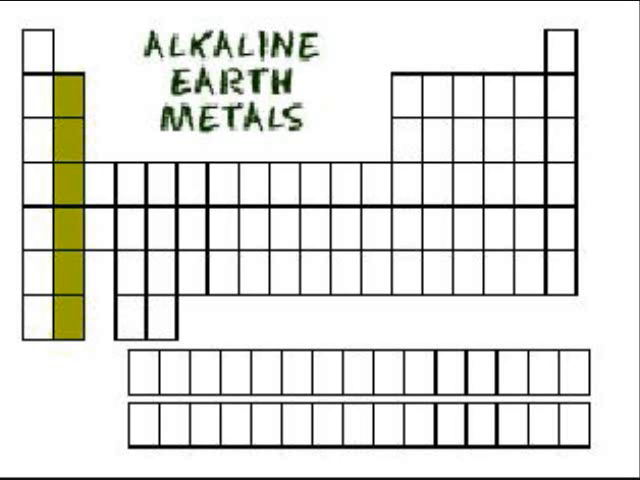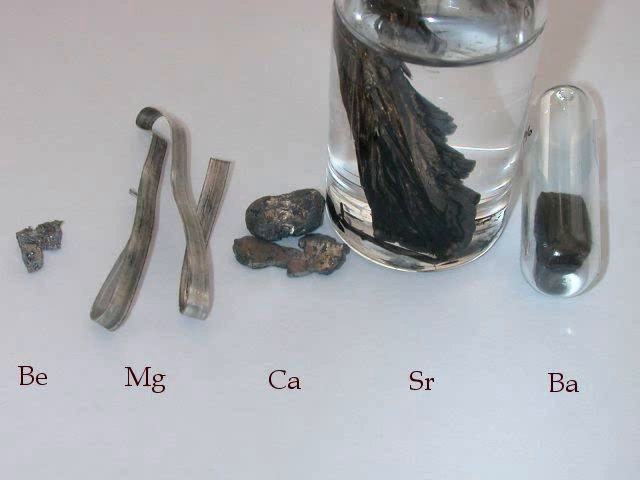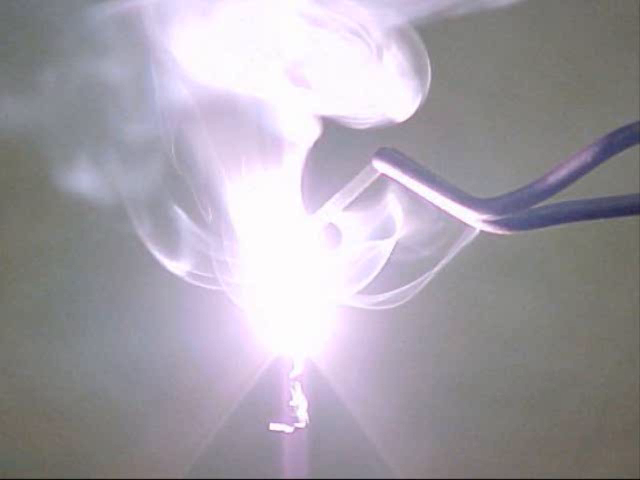Next are the alkaline earth metals. These are less reactive than the alkali metals, but can still pack a punch. Magnesium, for example, burns a really bright white. Here I will place a small sample of strontium metal into water. You will see that it reacts just like potassium, except much less violently.